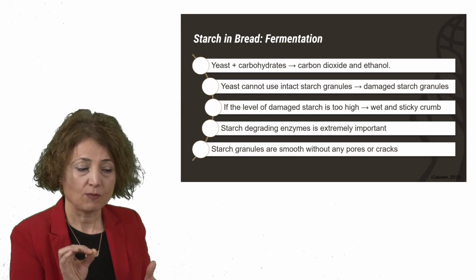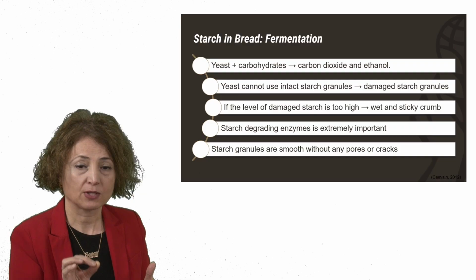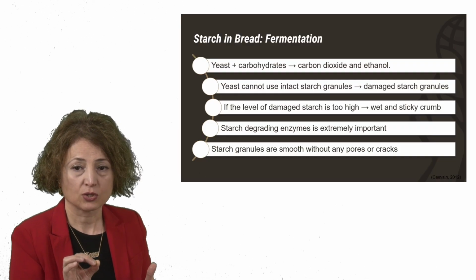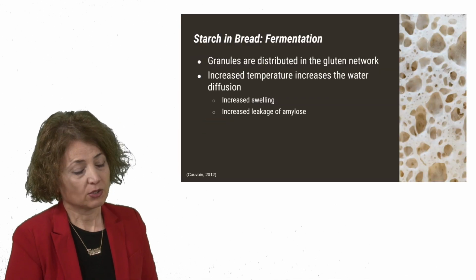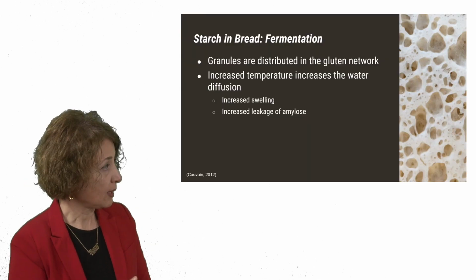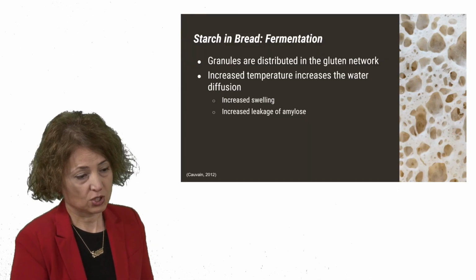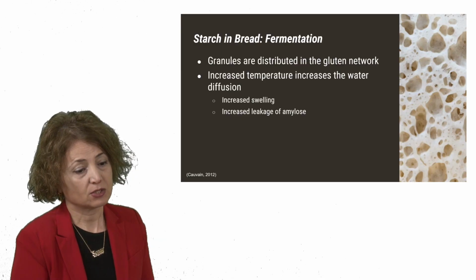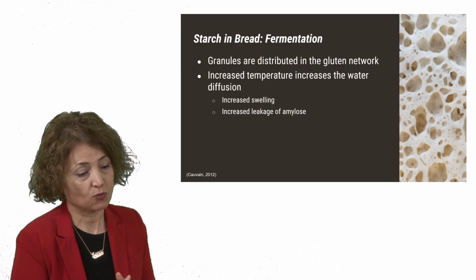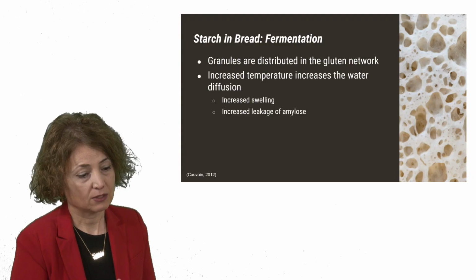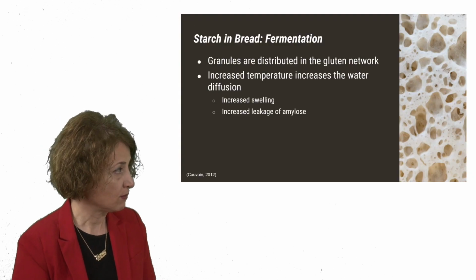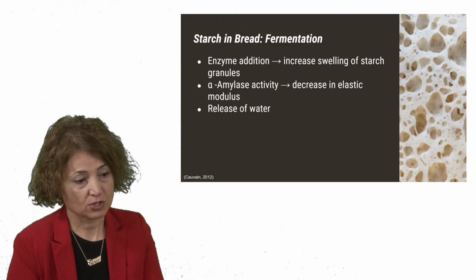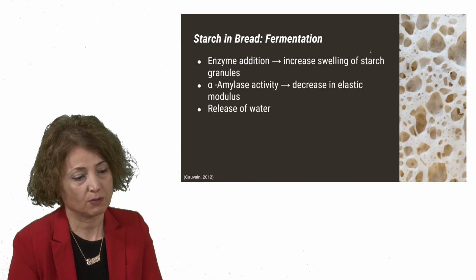So this is why the dose of starch enzymes, starch degrading enzymes, is extremely important. Alpha amylase, how much we add, and when it is going to be active, are very important. The granules are distributed in the gluten network during the fermentation process, and increasing the temperature increases the water diffusion, and then increases the leakage of amylose. So the fermentation temperature is going to be very important.